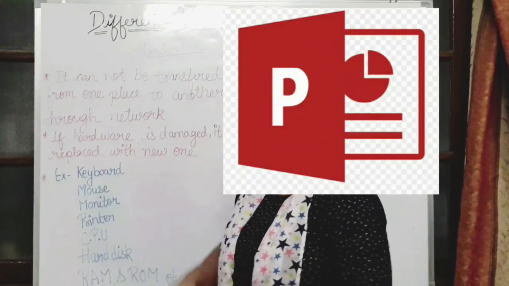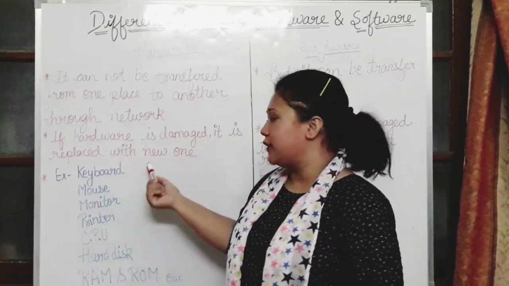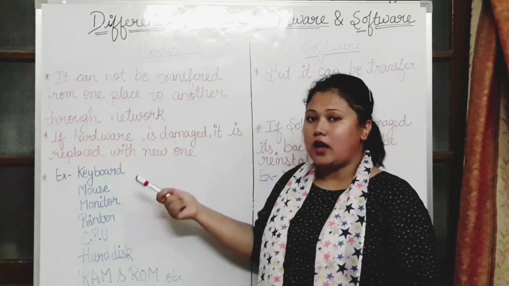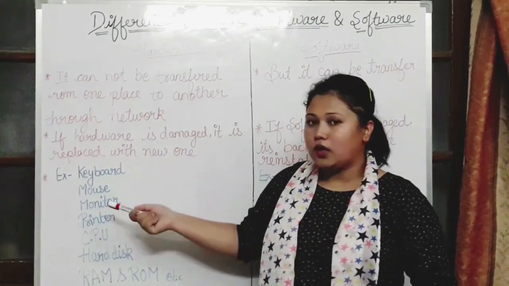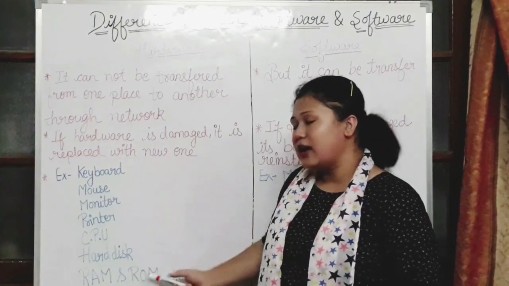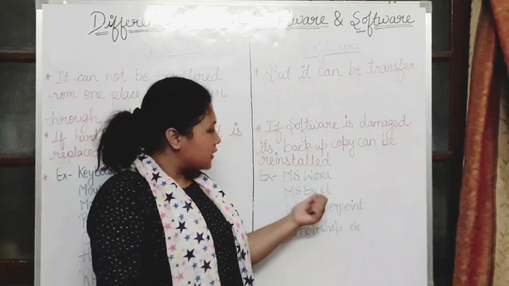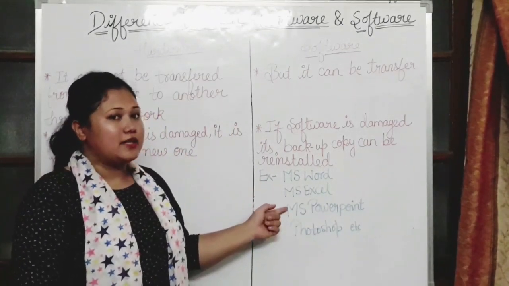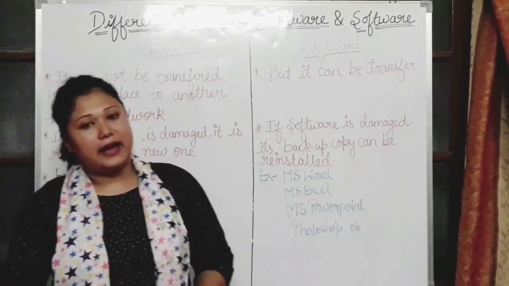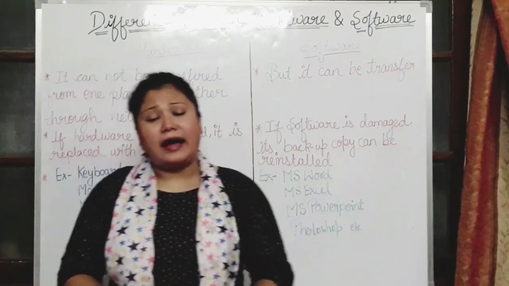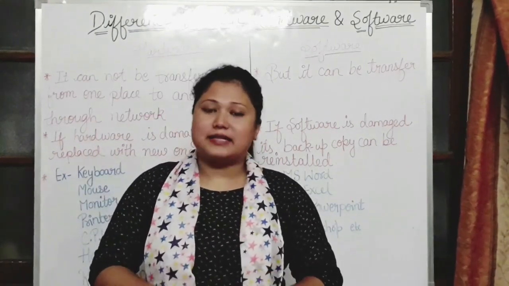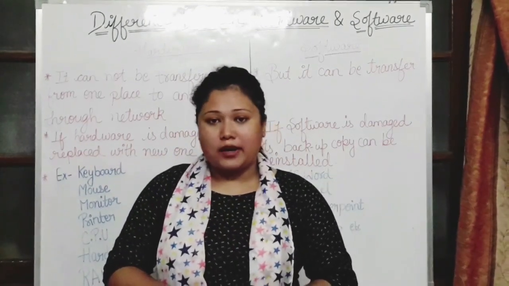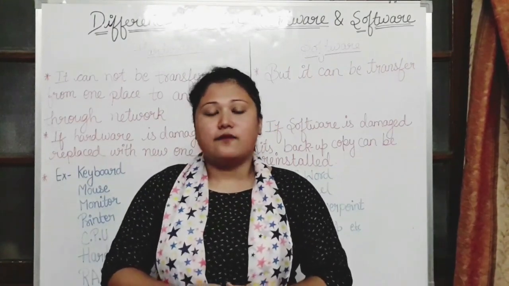Okay, now here are examples of hardware: keyboard, mouse, monitor, printer, CPU, hard disk, RAM and ROM, etc. Now here are examples of software: MS Word, MS Excel, MS PowerPoint, Photoshop, etc. So I hope you understood the basic differences between hardware and software. So this is the prior knowledge for understanding computer science in senior classes.